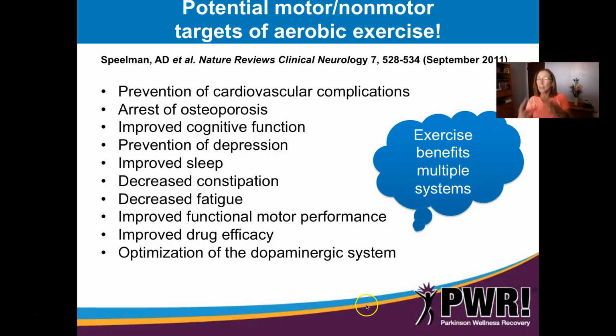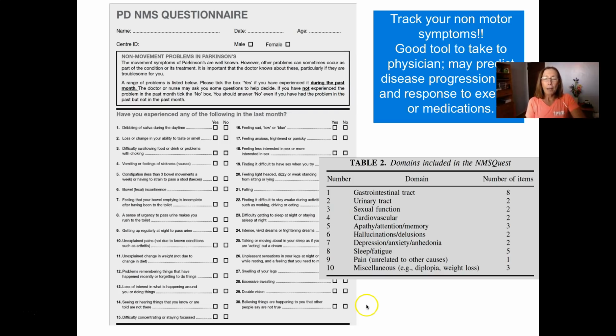They put all the studies together and then summarized them. This is that questionnaire that you can get online. It's called the Parkinson Disease Non-Motor Scale Questionnaire, NMS. It looks at 30 different symptoms, and it has you just simply rate yes or no.